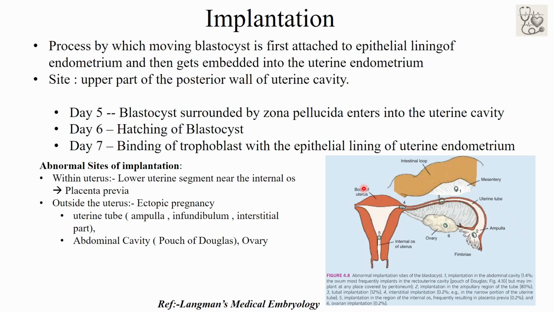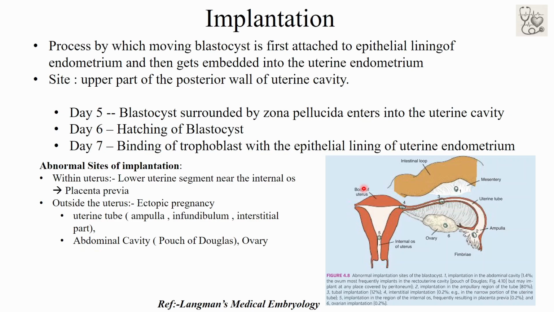Now talking about implantation, what we have discussed till now is the female sexual cycle, how the oocyte is released, how the sperm is transferred, and the stages of fertilization. So what are the different stages of approximation of gametes? Approximation of gametes. After that, what is that?